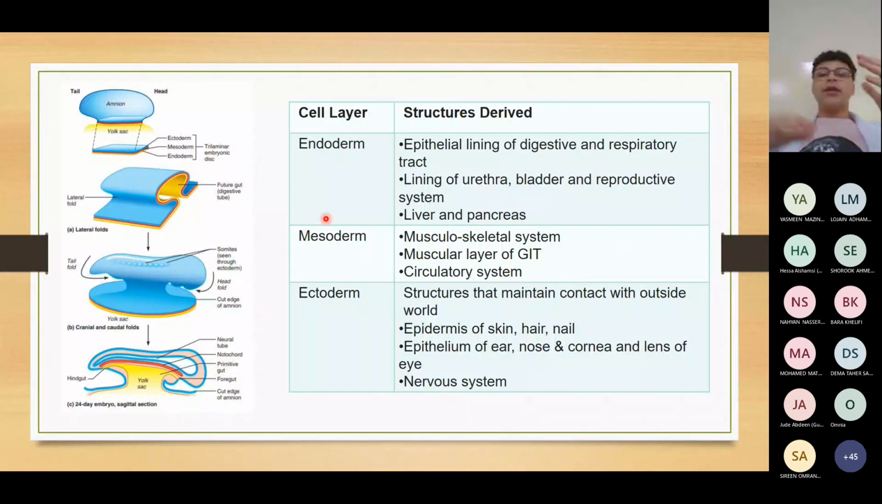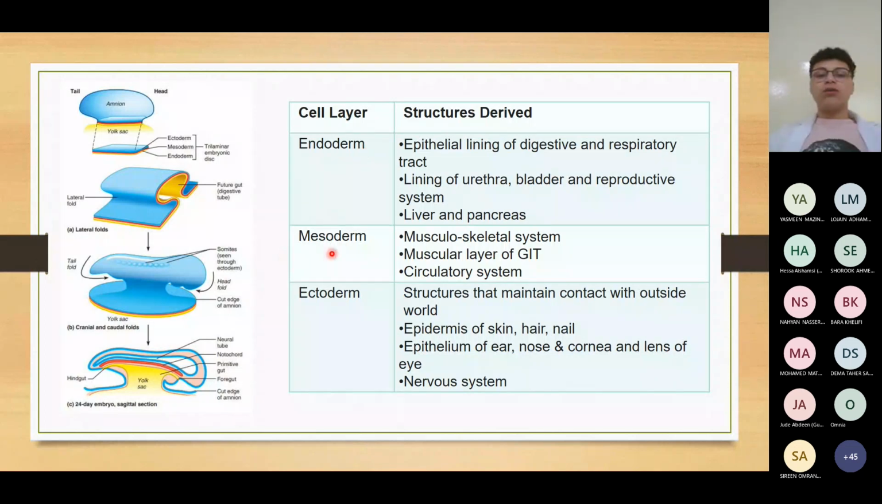Okay. The epithelial lining of the digestive, the respiratory tract, urethra, bladder, the reproductive system, all of these linings are formed from the endoderm. Why from the endoderm? Because it is the first layer. It is like from the inside, okay?